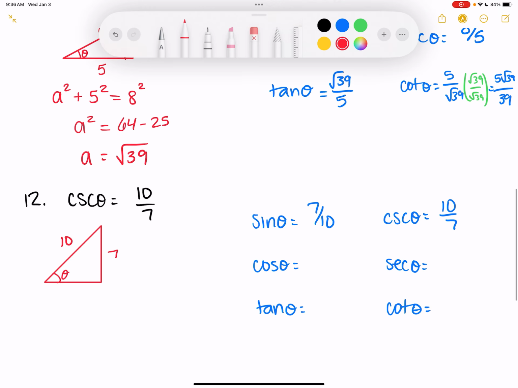So you can modify the Pythagorean theorem to just be like a squared is equal to c squared minus b squared. That's honestly what I do to save a bunch of time, just going ahead and writing the modified one. So a squared is equal to 10 squared minus 7 squared, which is 49. So 100 minus 49 is going to be 51. So a is going to be equal to the square root of 51. So that's going to be that other side.